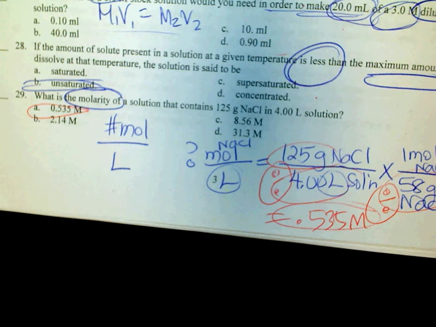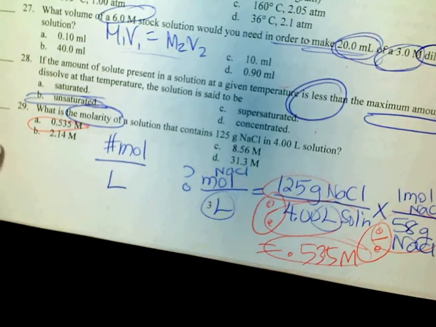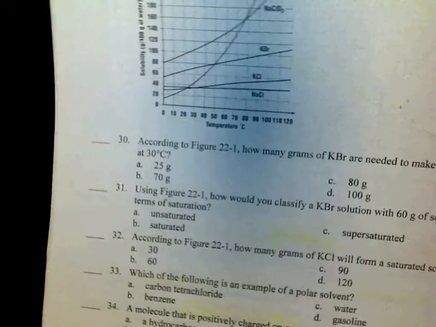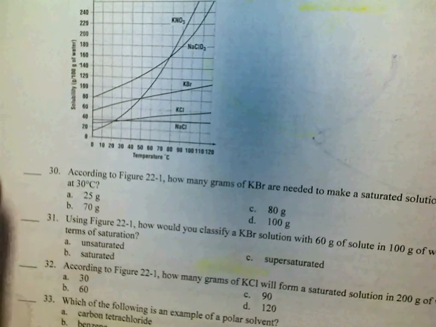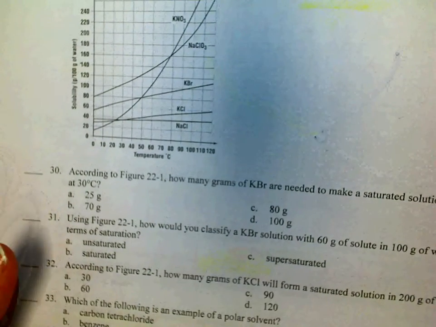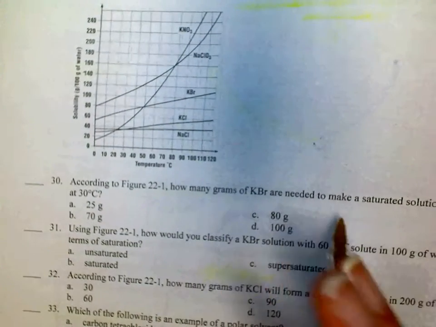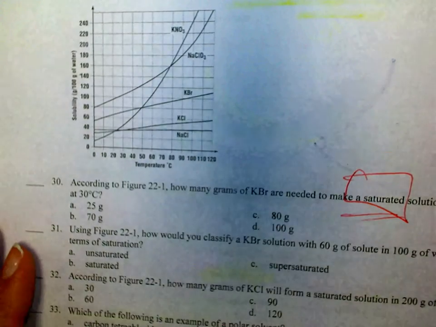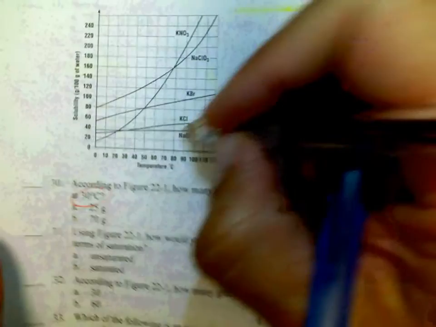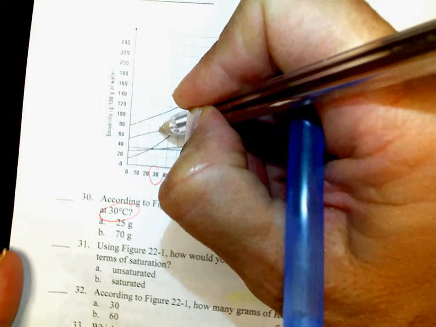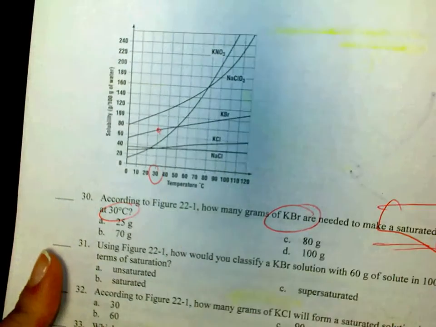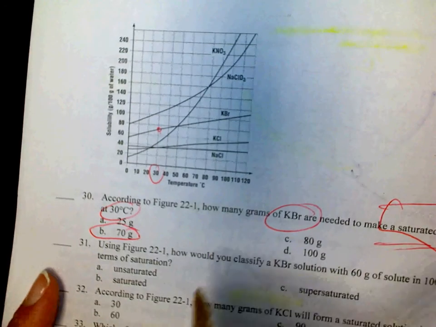All right, next. Am I still on track? We've got to get through problem number 45 today, so we've got to go pretty fast here. According to figure 22.1, how many grams of KBr are needed to make a saturated solution in 100 grams of water at 30 degrees Celsius? I've got to find 30. I've got to find KBr. Here's 30. Here's KBr. 70 grams. All right.